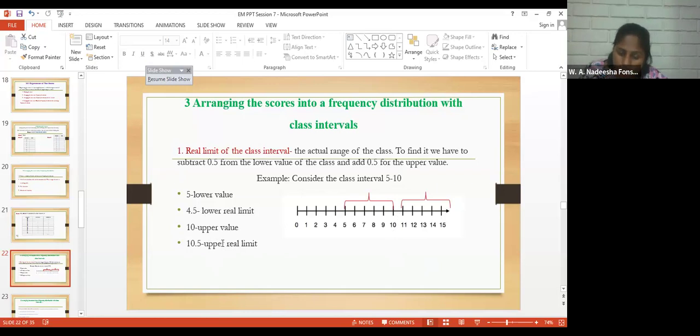If there are class intervals like 5 to 10, 10 to 15, 15 to 19, like that, that's okay. No need to find the real limits because there are continuous intervals. But here we have discrete intervals. Therefore, we have to find the real limits. Understood? Are there any questions regarding real limit?